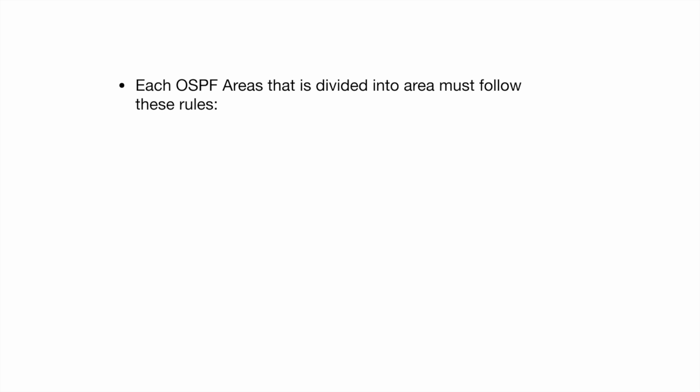Each OSPF network that is divided into areas must follow these rules. There are 3 rules that have to be followed. Number 1, the backbone area must exist. This is a must. If you have multiple areas like area number 1, area number 2, that's how you define different areas. You need to name your backbone area 0. That is a hard rule.